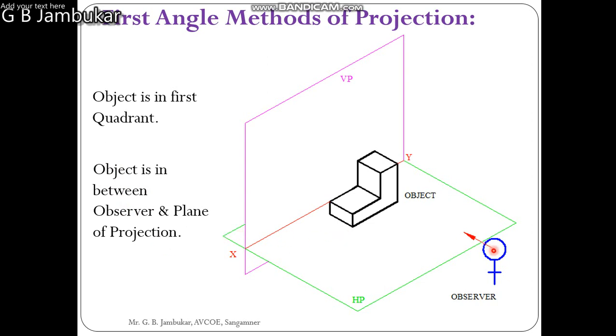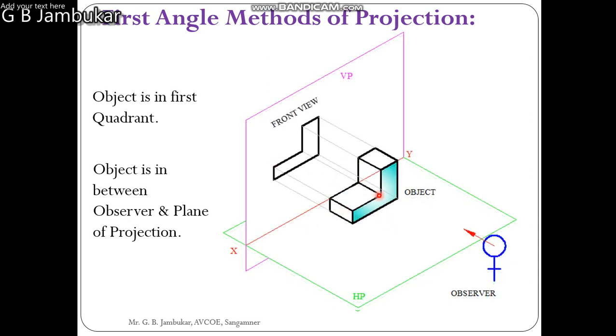Now this observer is observing the object. The many projectors coming from the eye of the observer pass over the contour of the object, and all these rays are parallel to each other and fall on the vertical plane, and we get the frontal image. The observer observes from the frontal side, so we get the front view on the vertical plane. Now this shaded area shows the plane observed by the observer on the object.